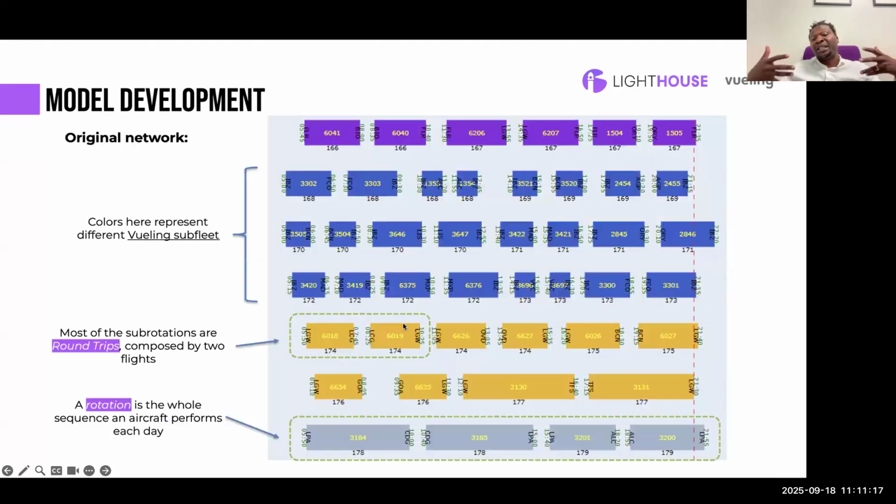This is the input information of our model, where we can see that the colors represent the different flights, different subflights in the Vueling systems, and the rotation is the whole sequence of flights the aircraft performs each day. The subrotation, in this case, is a group of 2, 3, or 4 flights. In this case, we can see that we mainly have a round trip.